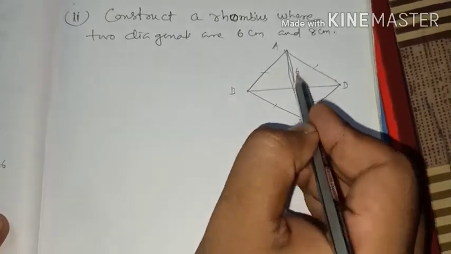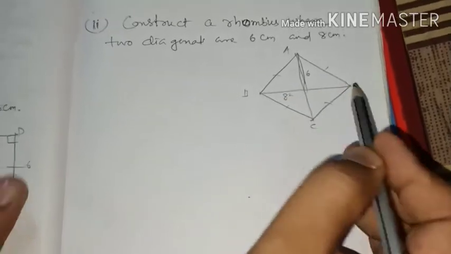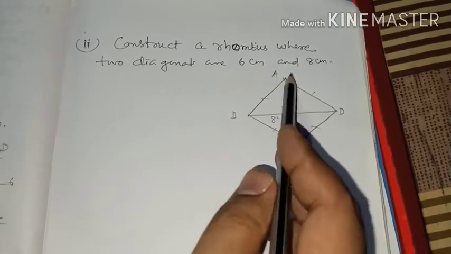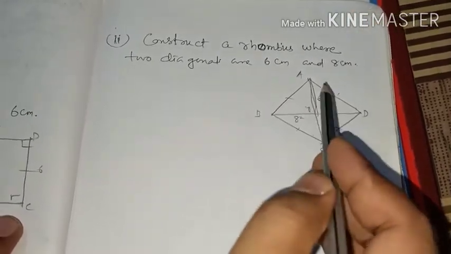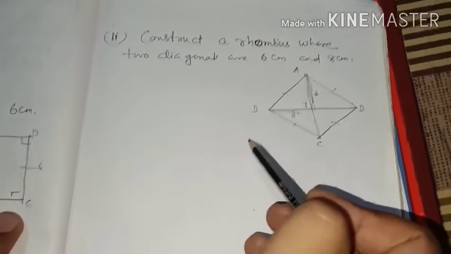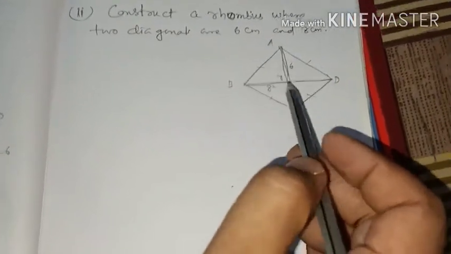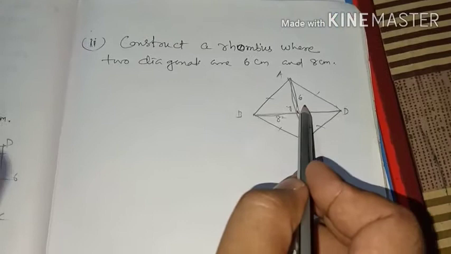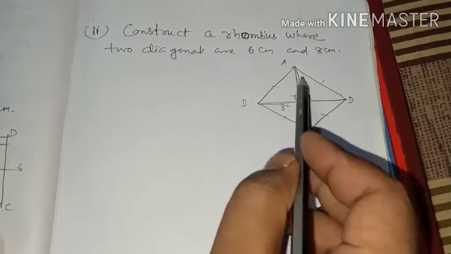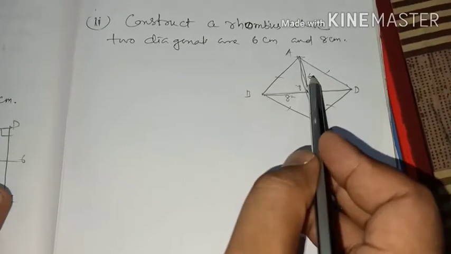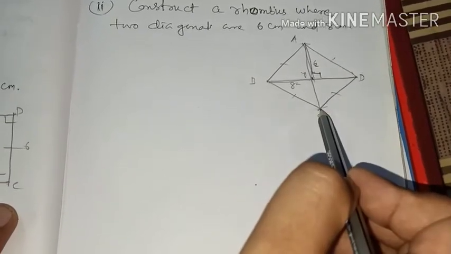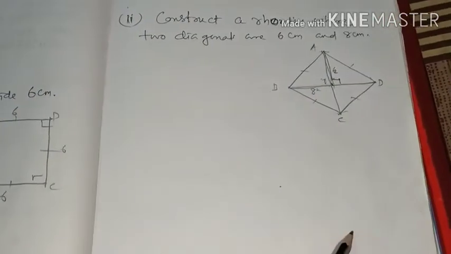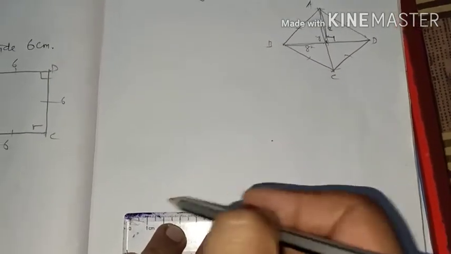One of the diagonals is 6 centimeter, another one is 8 centimeter. Actually, the diagonals bisect each other. It means if the point of intersection is O, then AO is equal to CO and BO is equal to DO. So first of all we will take the base as 8 centimeter and bisect it to find the midpoint, so that another diagonal will pass through this point. Now, since they perpendicularly bisect each other, we will draw a 90 degree angle here and cut 3 centimeter, because if 6 centimeter is bisected, each part will be 3 centimeter.